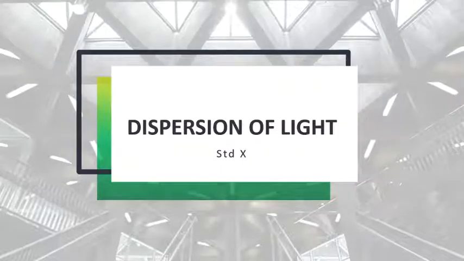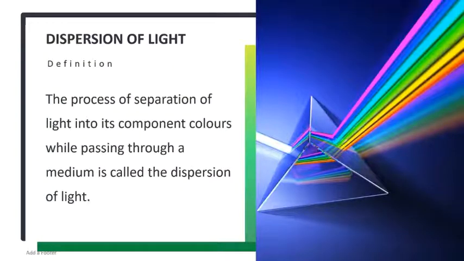Hello students, today we will be learning dispersion of light. Let us first see the definition of dispersion of light. It states that the process of separation of light into its component colors while passing through a medium is called the dispersion of light. Now let us break this statement into small parts and try to understand what is dispersion.